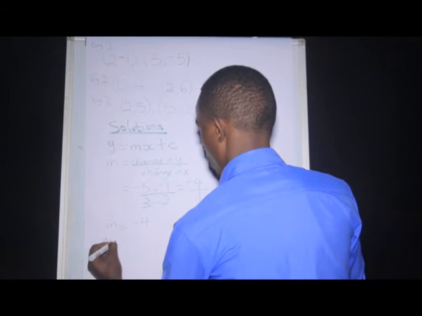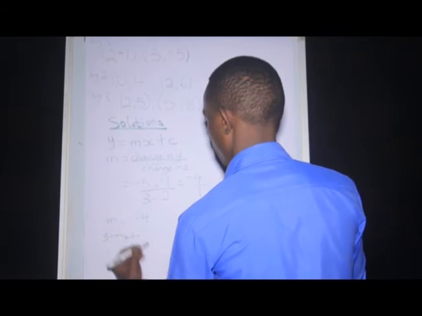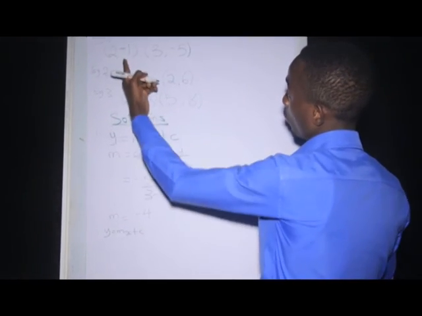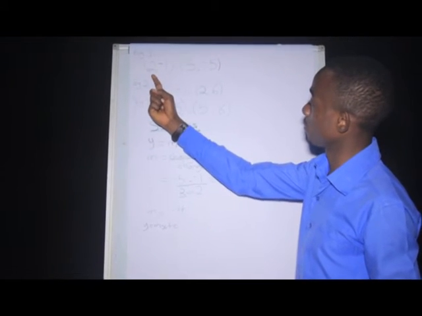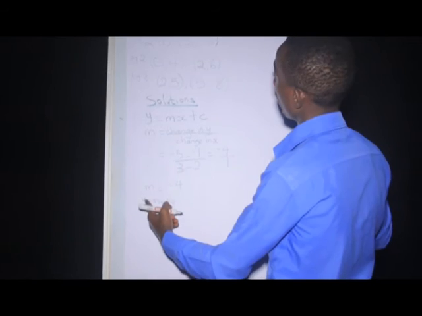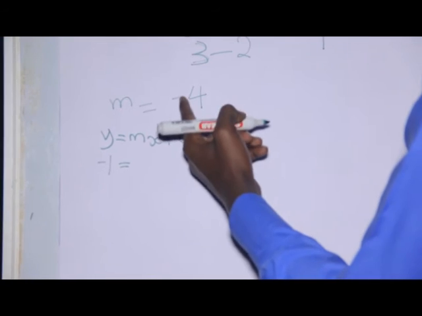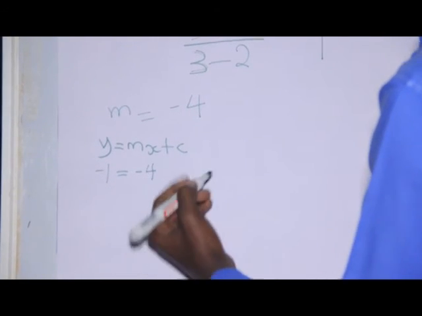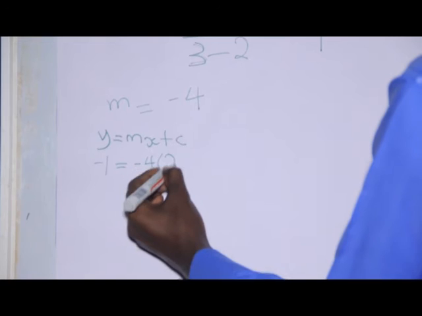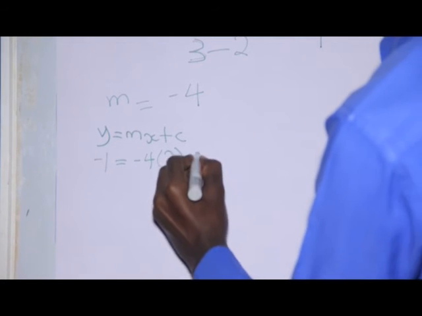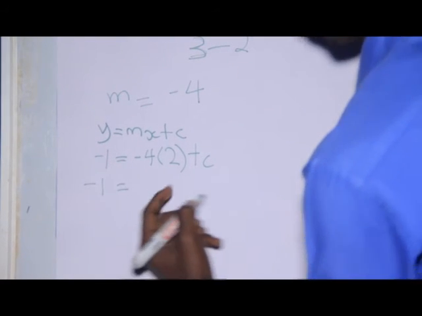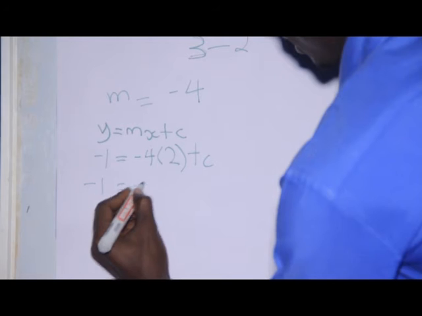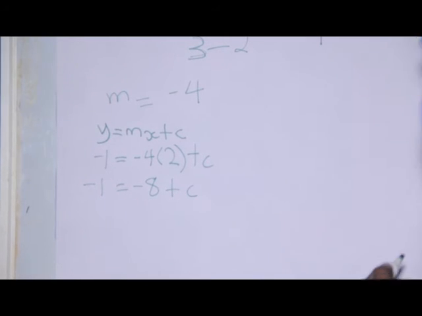from the general formula y is equal to mx plus c. If I choose this point, the y coordinate in this point is -1, the x coordinate is +2. So where there is y, I'm going to put the y coordinate, which is -1, is equal to the m, which we got as -4, multiplied by the x, which is +2, plus c. So this side I have -1 is equal to -4 times 2 gives us -8 plus c.